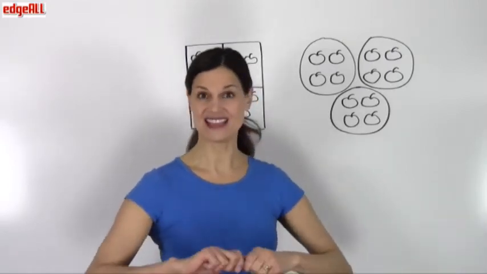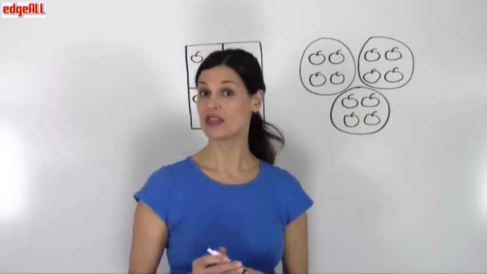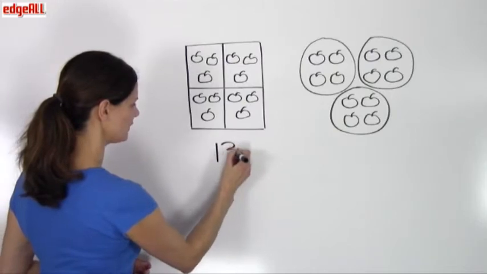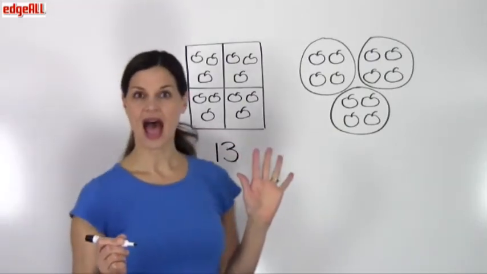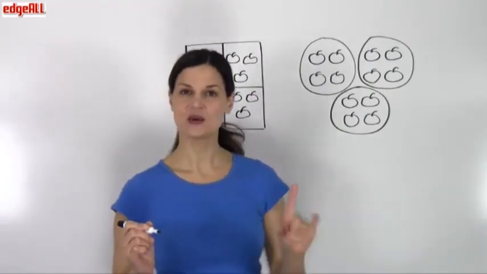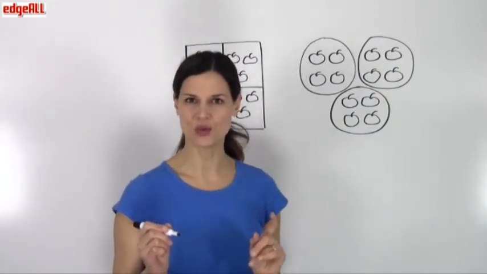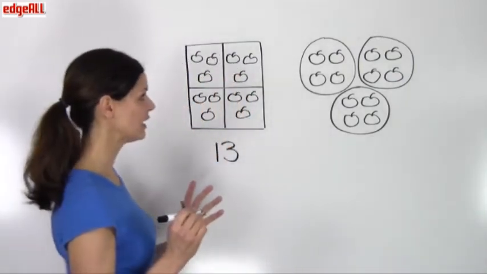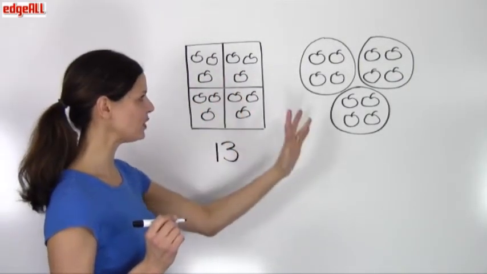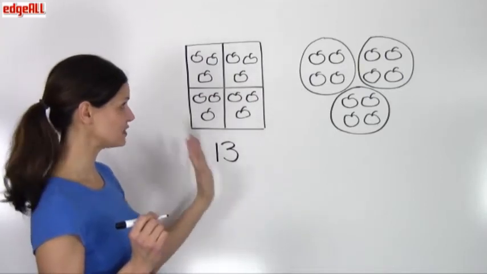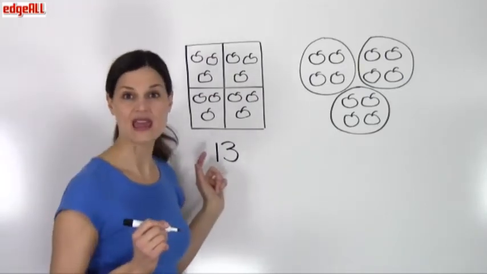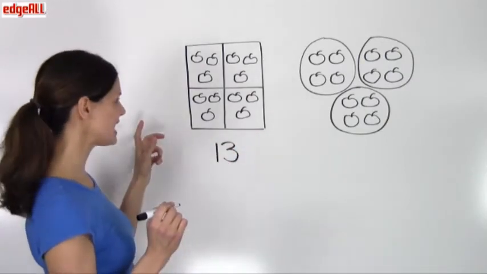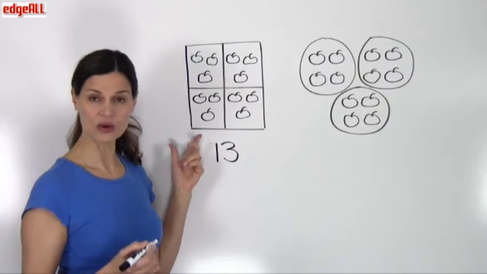But what if instead we had 13 apples? So if instead of 12 in my total, I have 13 apples. So I now have one more apple to work with. So let's try to decide where that apple would go. If I try to put the apple in any of these groups, there's no way for me to distribute all 13 apples evenly into, say for example, 4 groups.